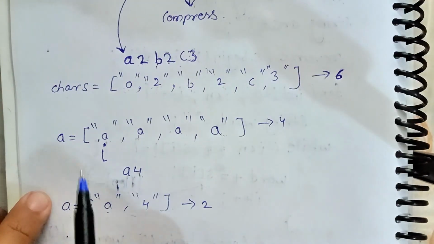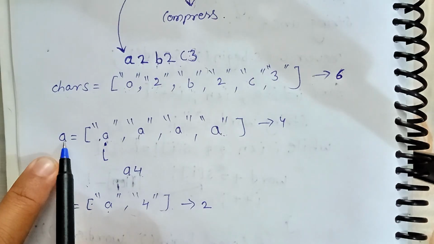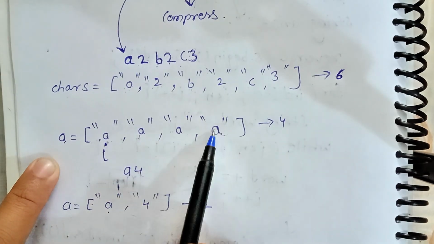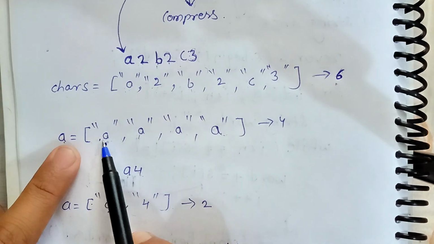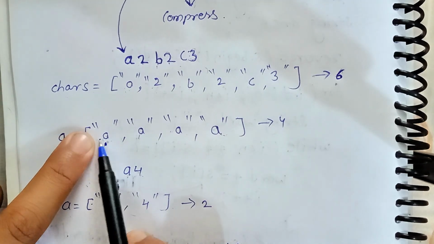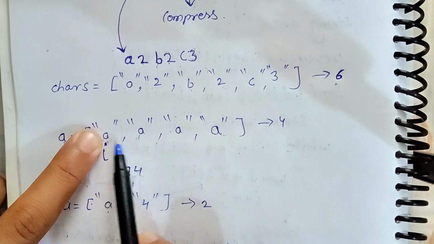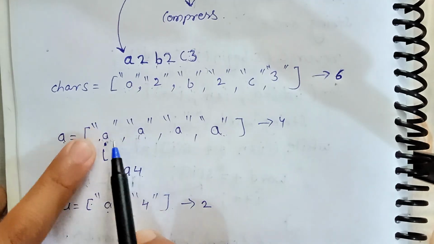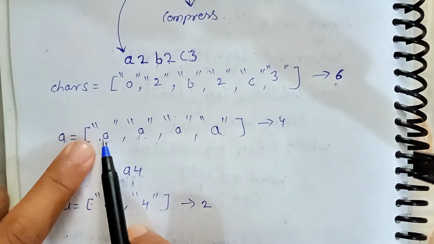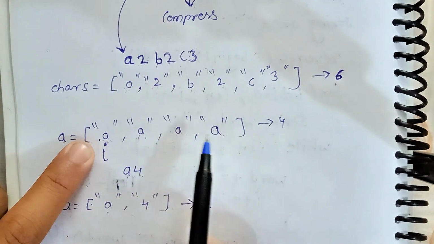Here we have another example. Here string A equals to A. So here we first check what character this is. Here it is A. We will check if A comes again. Yes, here also is A. Then we will count the value of A. Here it is 1, 2, 3, 4.